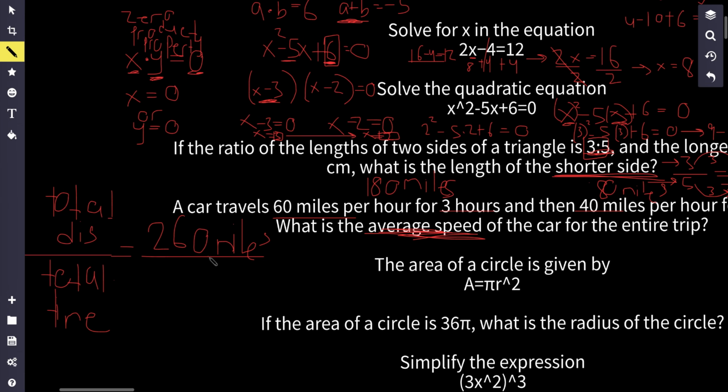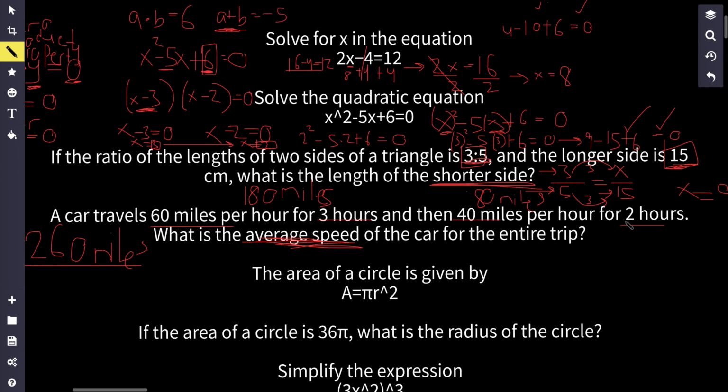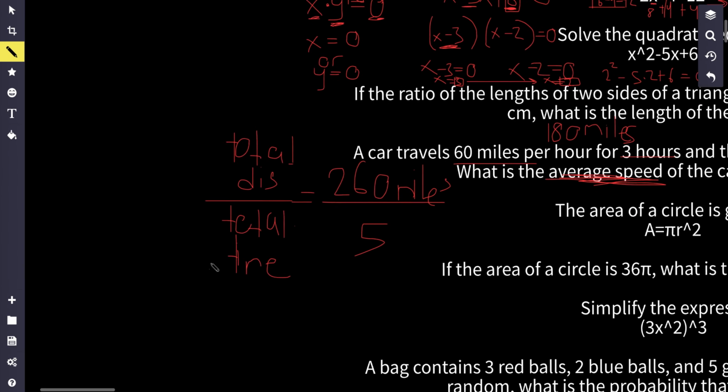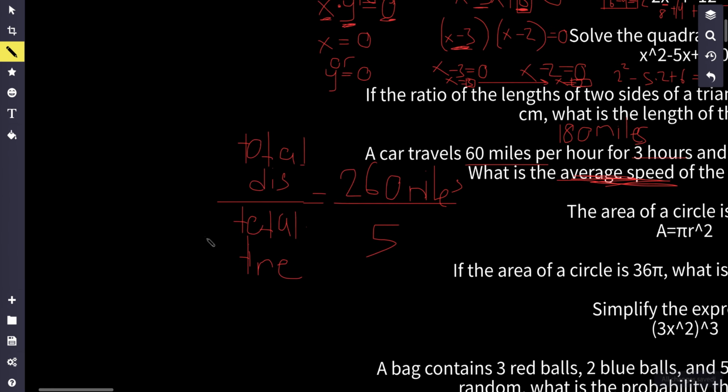And how much time has passed? Well, 3 hours plus 2 hours gives us 5 hours. So 260 divided by 5. What is this going to be equal to? This looks like 52. 52 miles every hour. And we're done.